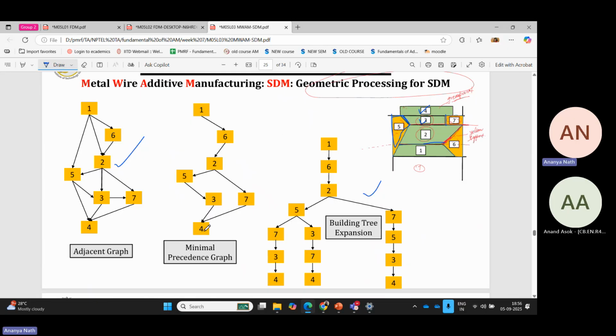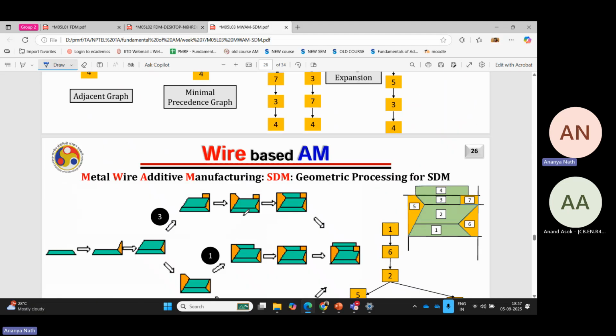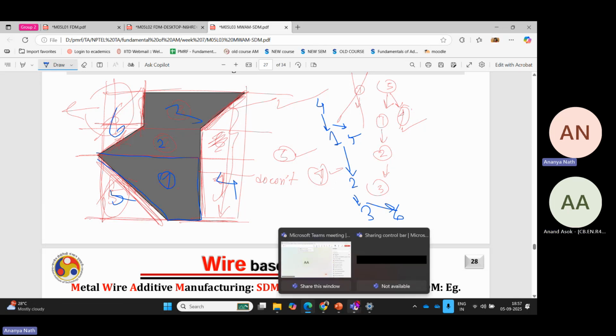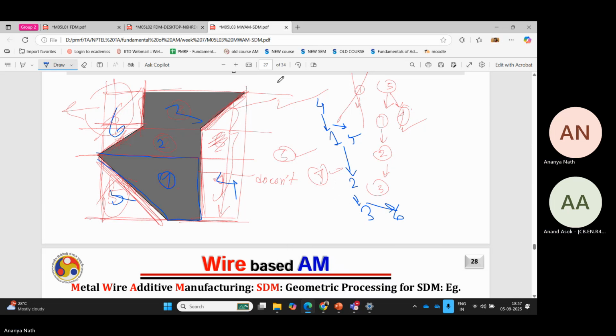Also, you need to check your minimal precedence graph. Why it is important is because you need to see how many changes you are doing. You need to minimize the change of the tool, because when the support is coming, it will take some time. When the support will go, it will take some time. So that's why it depends on how you're going to choose which path to go.